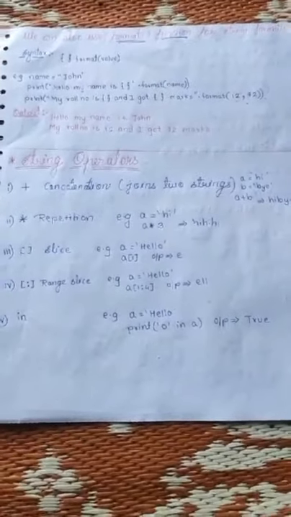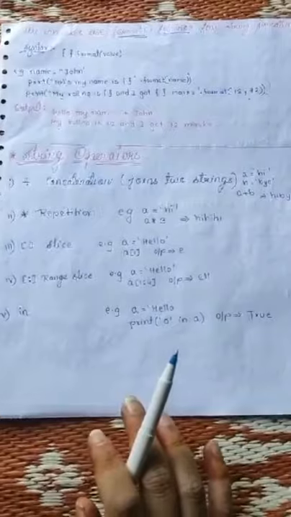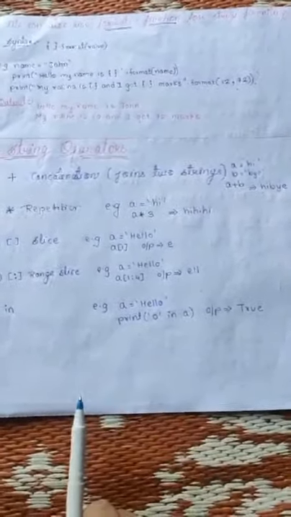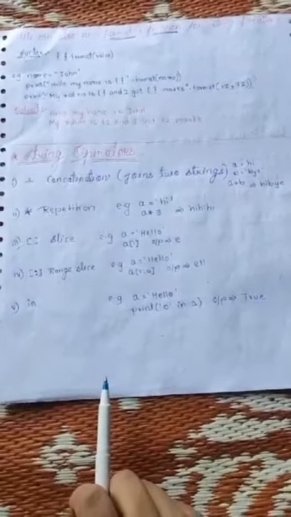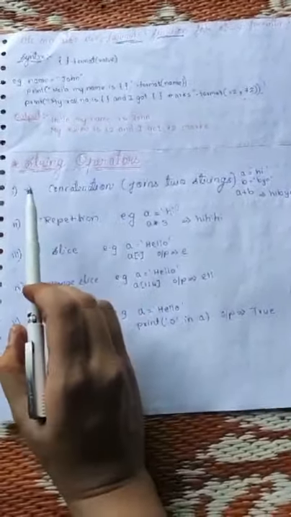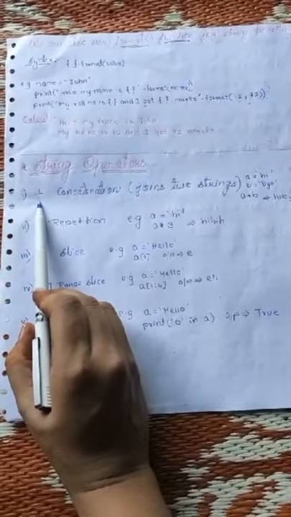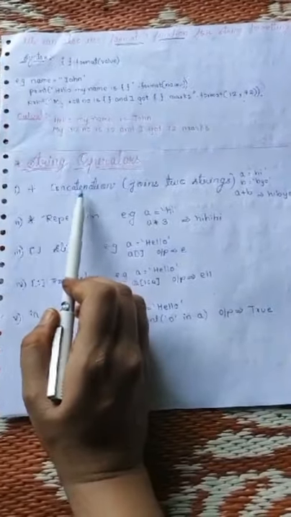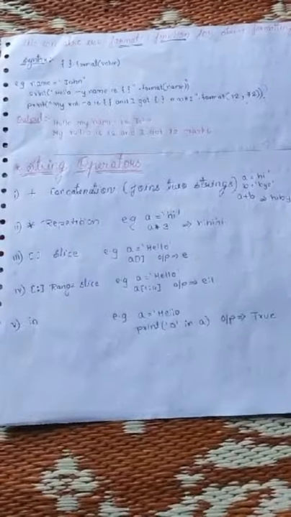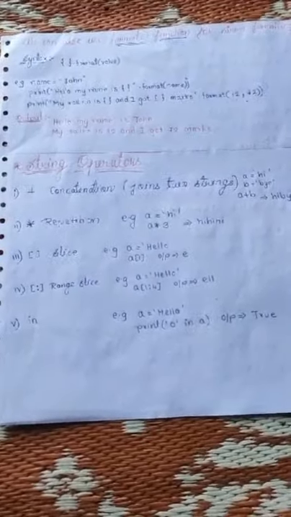Okay. So the next point is string operators. As you can see, we have already seen the different operators in data types also. Again, let's take an overview of it. This plus symbol is nothing but the concatenation operator. Concatenation means joining two values. Here we can say joining two strings.